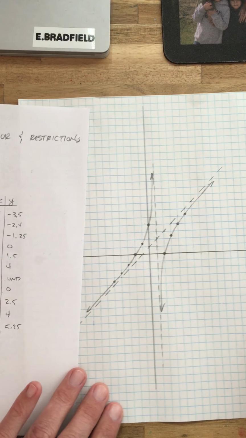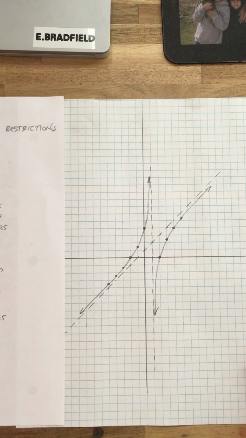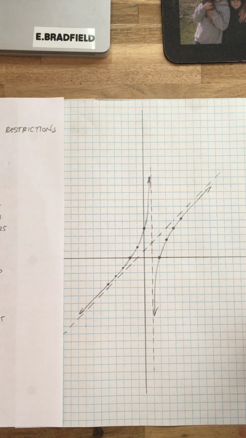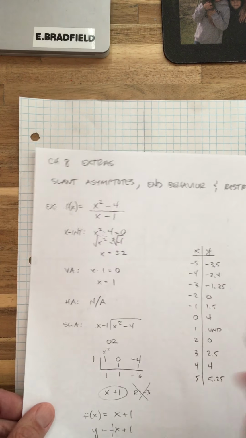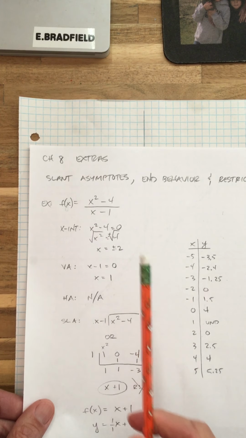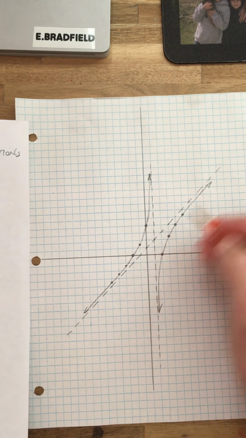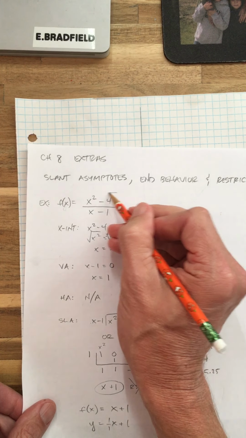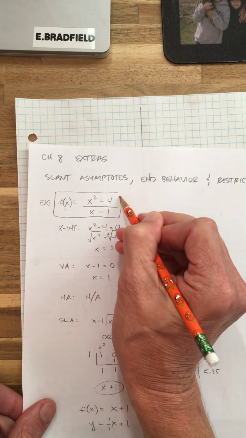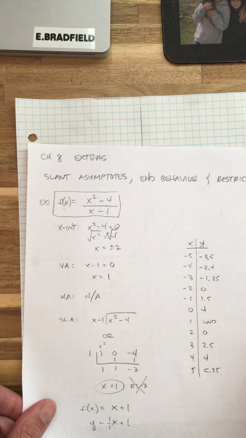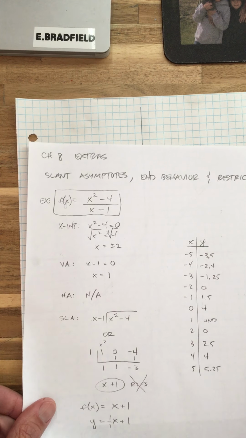All right, so there we have our graph. Okay, so what did you learn so far? Let's go back here. Slant asymptotes. That's this guy. That's the new guy that you're going to use, okay? And it only happens when you have this type, okay?